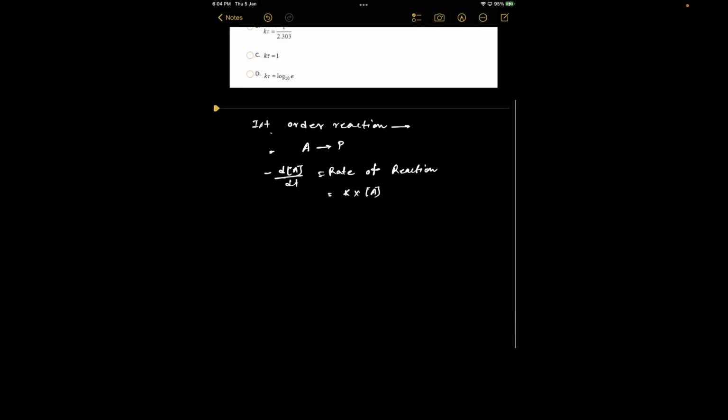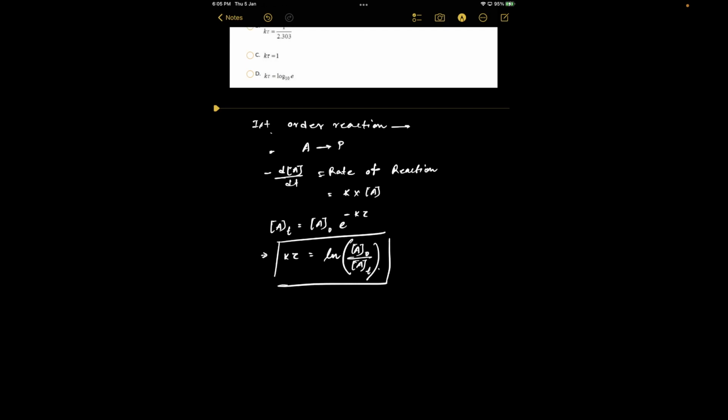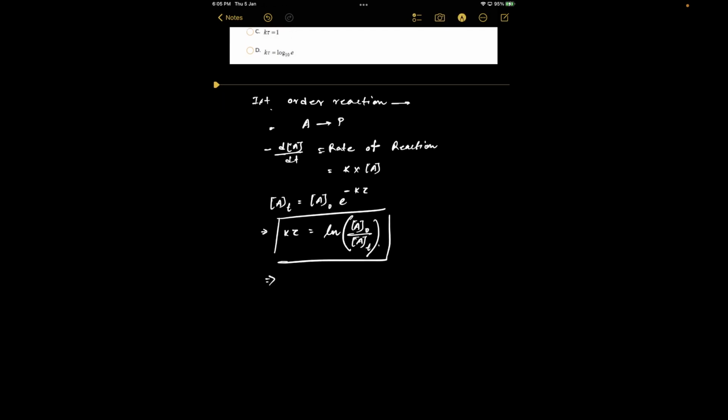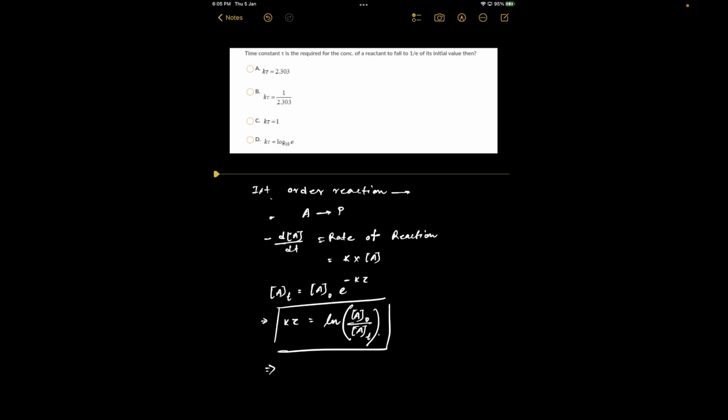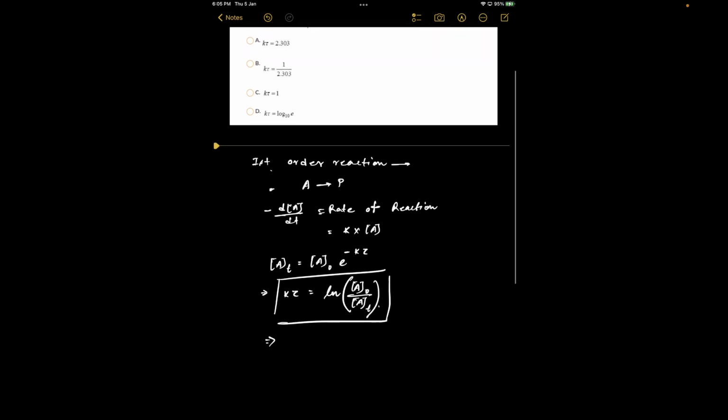So if you just integrate this, you will get A of t equal to A0 times exponential minus k tau, right? Now k tau will be ln of A0 divided by At, right? So here it is mentioned that we have to find out the value of k tau, and the concentration of the reactant at time t, let's say At, falls to 1 upon e of its initial value. So At will be equal to 1 upon e times the initial concentration A0, right?